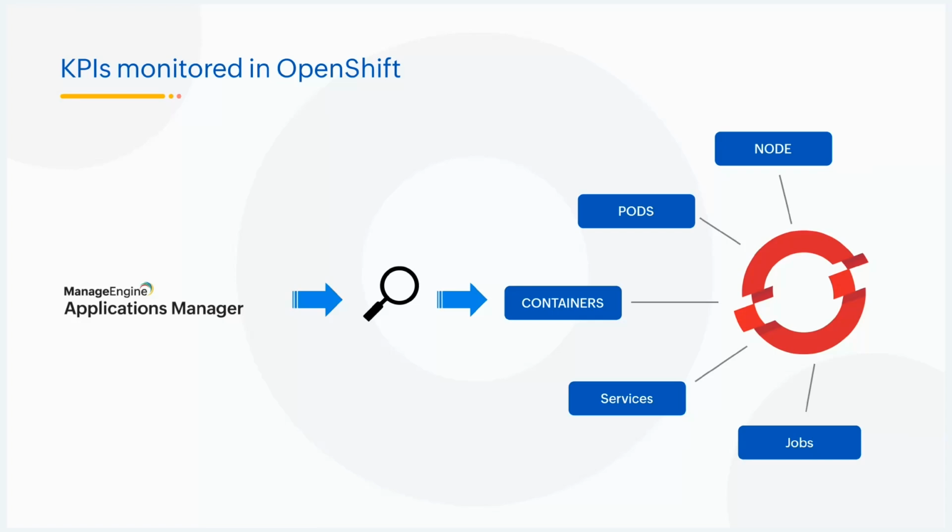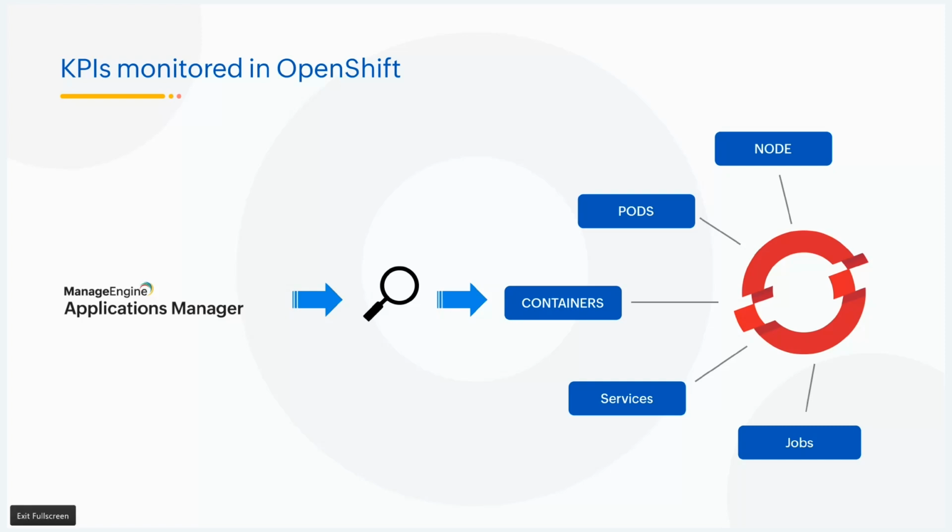Now let's explore the KPIs monitored in OpenShift. When it comes to OpenShift, there are several key performance indicators, KPIs, that we need to monitor. In Applications Manager, we automatically track important metrics like node details, pod details, containers, services, and jobs. These KPIs give us a complete picture of how OpenShift is performing and help ensure everything runs smoothly.